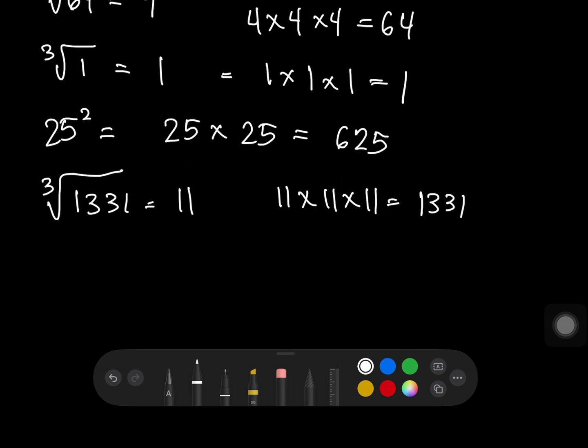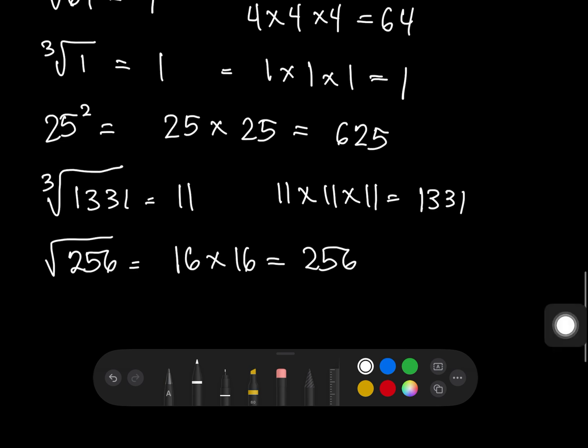Last example, if you have square root of 256, what is the answer? Yes, this is the same as 16 times 16. So the square root of 256 is equal to 16.